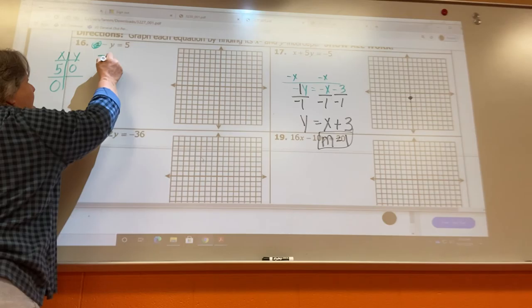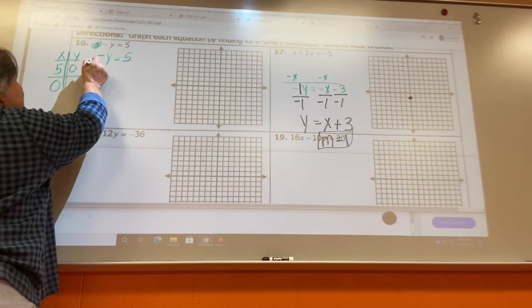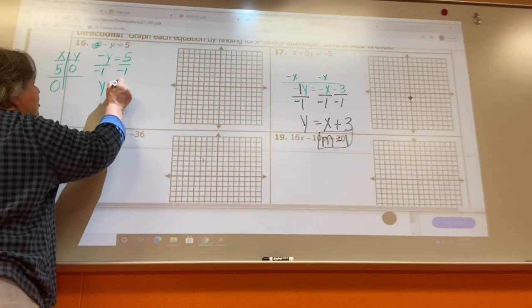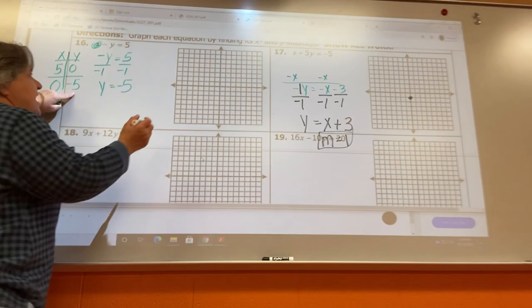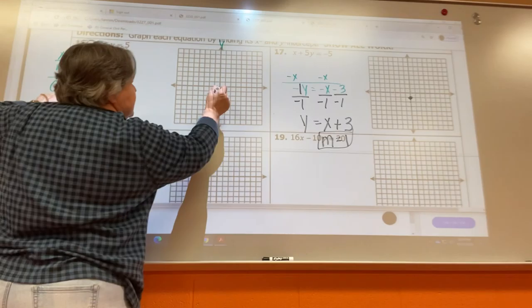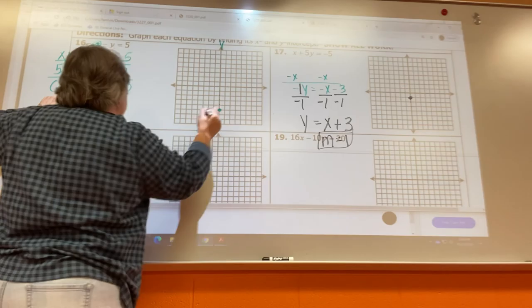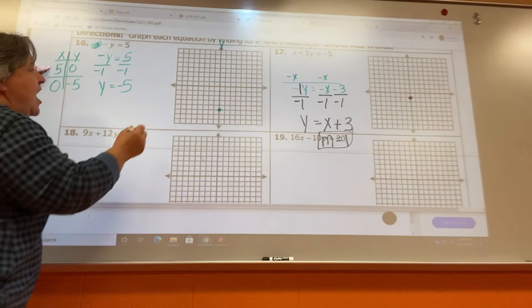Now it wants me to go up 3 over 1. Can't do that. So I could say negative 3, negative 1. So from 7, I'm going down 3, negative 1. Down 3, negative 1. Down 3, negative 1. I can keep going. Use a ruler to make straight lines so you know what you're doing.